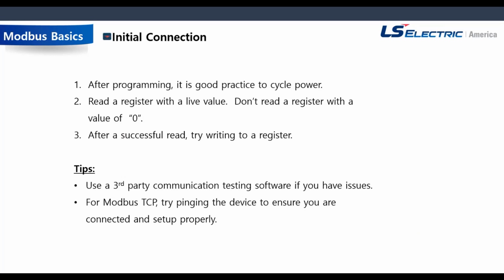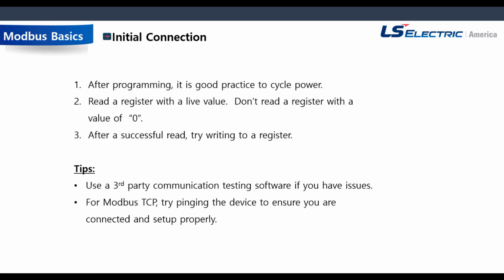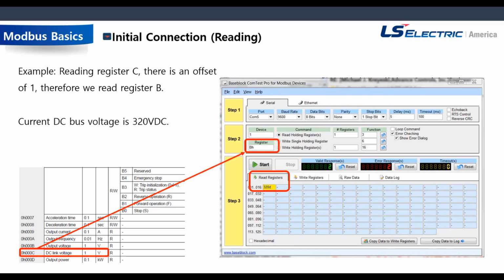Same thing for Modbus RTU. It doesn't use IP addresses, but it does use a node address. So COM or CM01 is the unique node address. All the drives default to 1, but only one drive on the network can be set to 1. So you have to set them in ascending order, 1, 2, 3, 4, and each has to be a unique address. Otherwise, you're going to have communication issues.